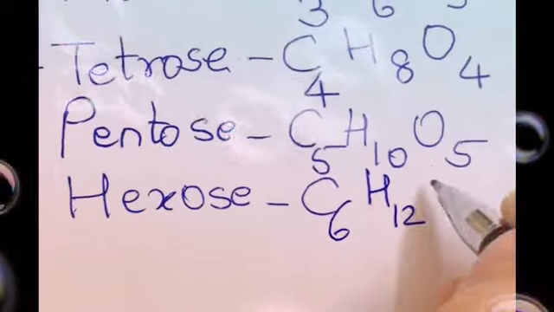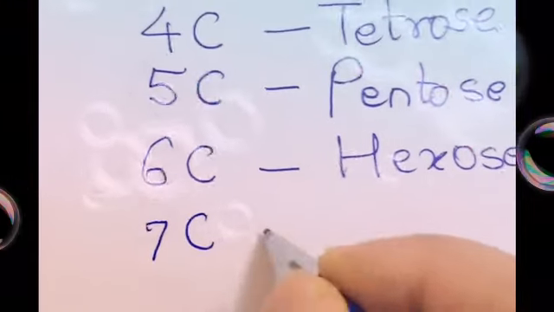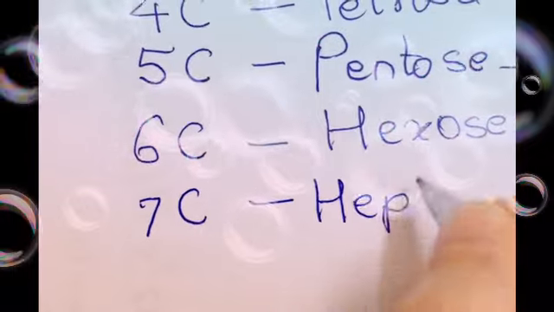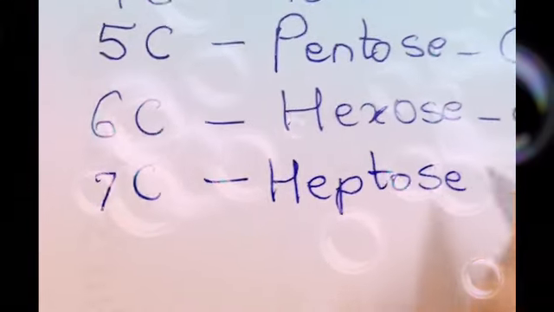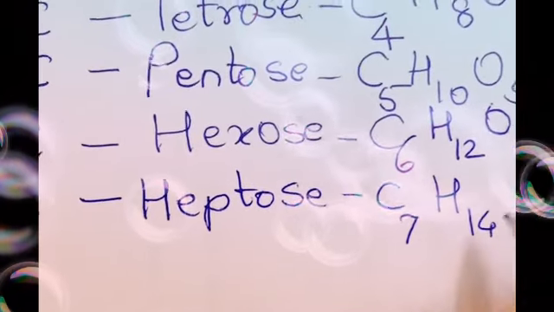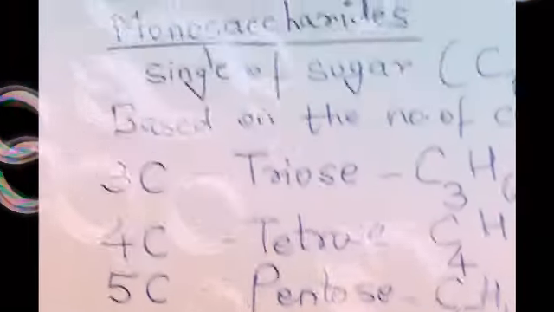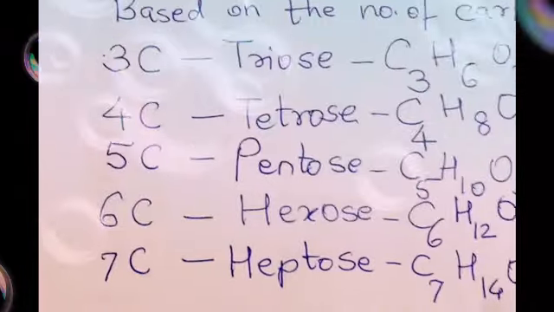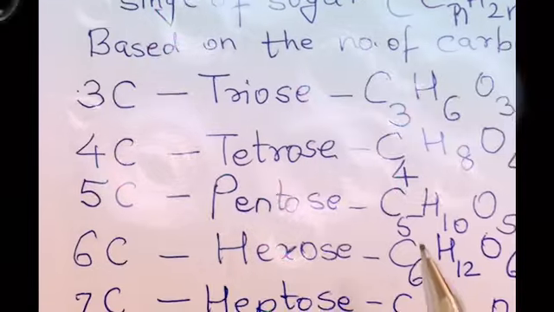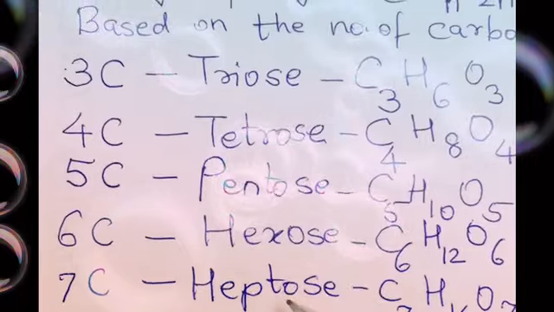Similarly, if it's 6 carbon, hexose will be written as C6H12O6. Lastly, suppose it's 7 carbon, it's written as heptose, and the formula will be C7H14O7. So we can see that on the basis of the number of carbon atoms, the classification of the monosaccharides is done. Based on the classification we have seen it's triose, tetrose, pentose, hexose and heptose.